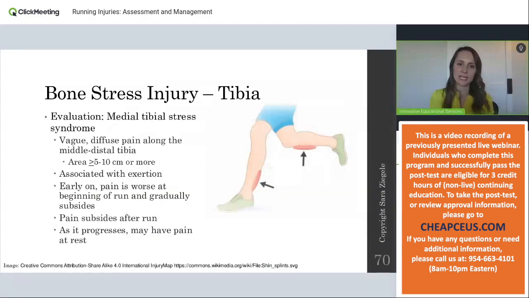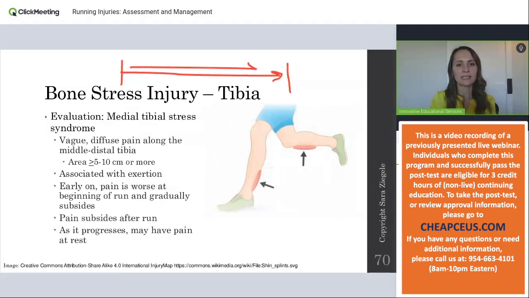There is somewhat of a continuum when it comes to bone stress injuries in the tibia. On one side, we've got medial tibial stress syndrome, also often referred to as shin splints. And then we go on the continuum and we can get a full stress fracture. So they're really in some ways on the same pathway. How do we differentiate the two then?